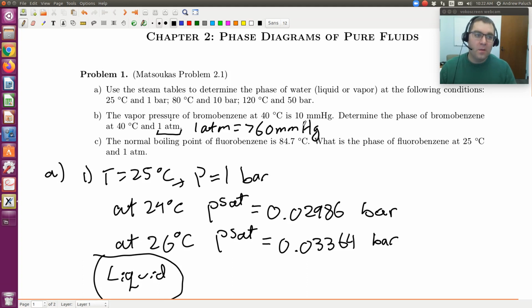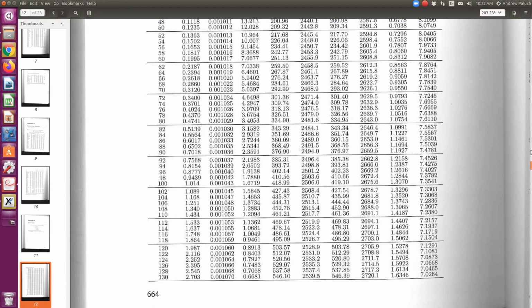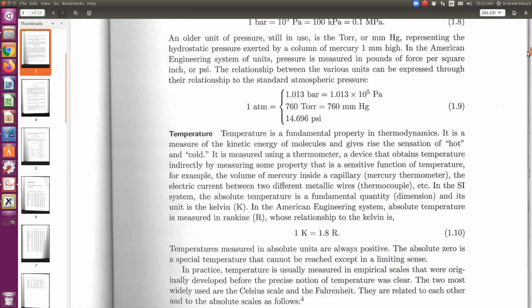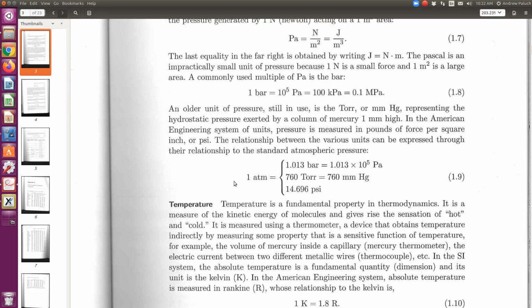Okay. So in terms of pressure conversion, typically I remember values at 1 atm. Right? So 1 atm is 760 millimeters of mercury. If you're unsure, at the top of the appendix, we have our conversion here.